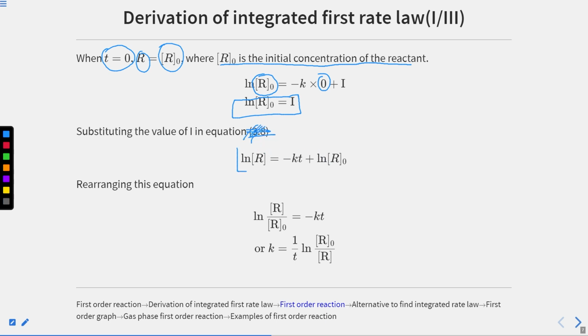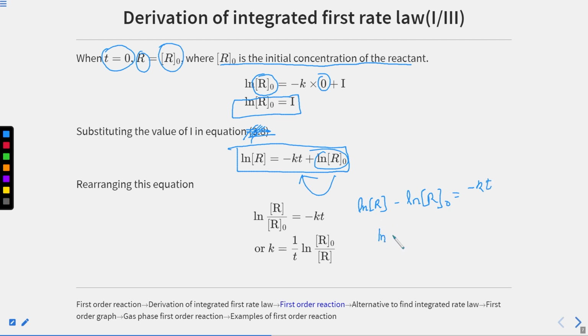Okay, we will just insert this I with ln R naught, right? Now we have to make the equation easier to remember. So to do that, we are rearranging it. We are writing it as ln R by R naught is equals to minus kt. How is it happening? So simple. Just bring this ln R naught here. For those who are unaware about the logarithmic property, it would give us minus kt, yes.